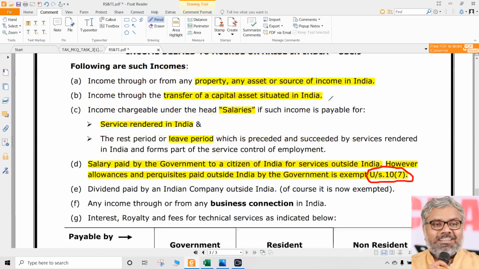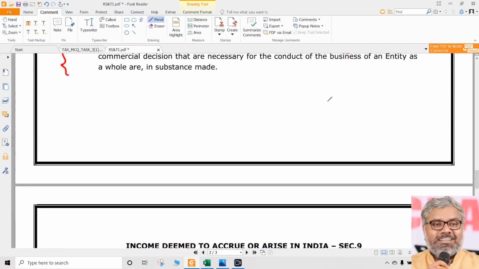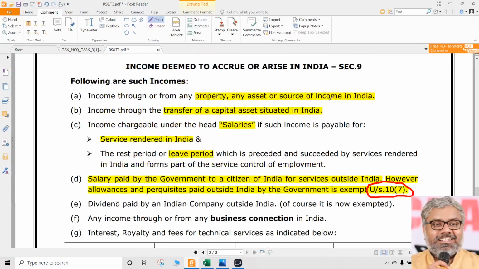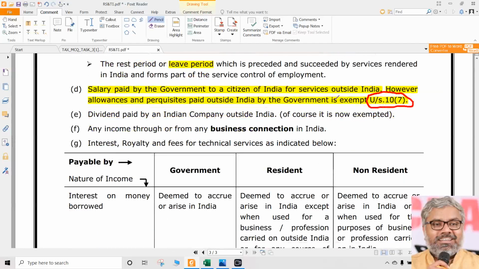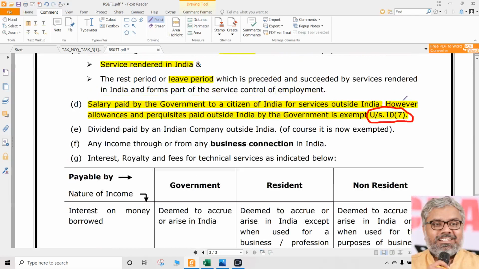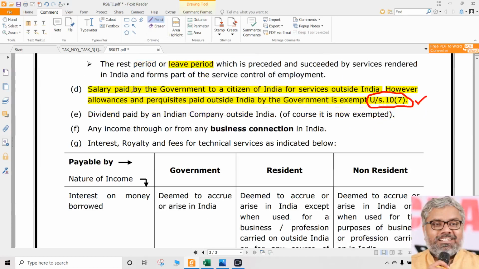Now that we know certain sections like section 6, section 5 and section 9, which were discussed earlier, we are now knowing one more section, that is section 10(7). What does it tell? It tells that the allowances and perquisites which are payable, allowances and perquisites only, not the salary. Salary will become taxable, whereas allowances and perquisites are exempt.